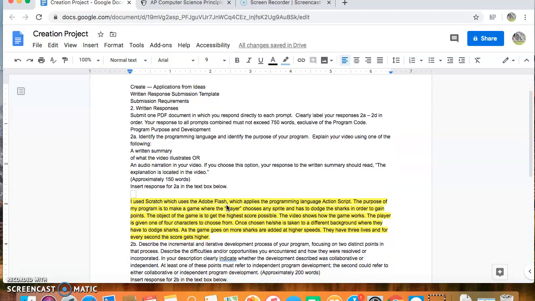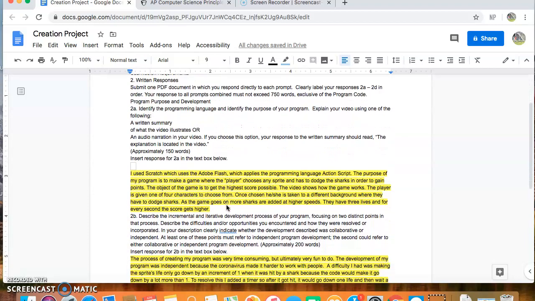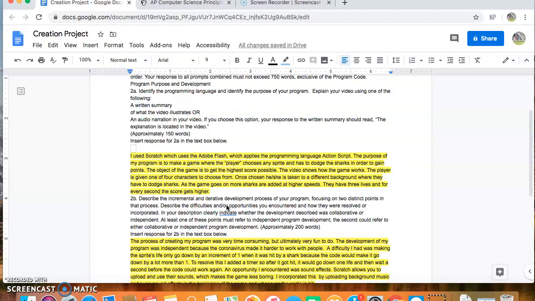Okay, so the first question is 2A, and I said I use Scratch, which uses the Adobe Flash, which applies the programming language ActionScript.